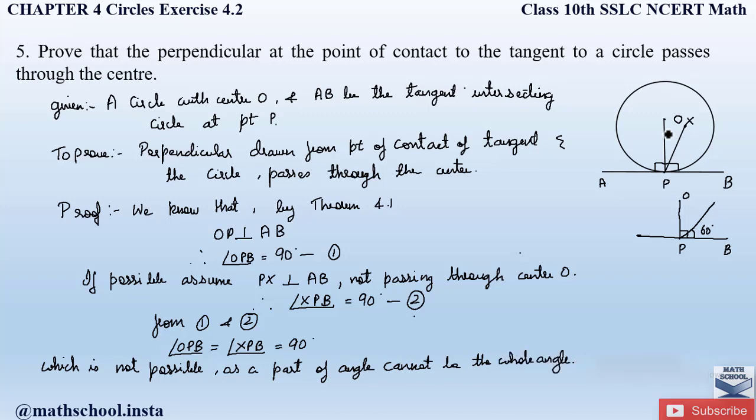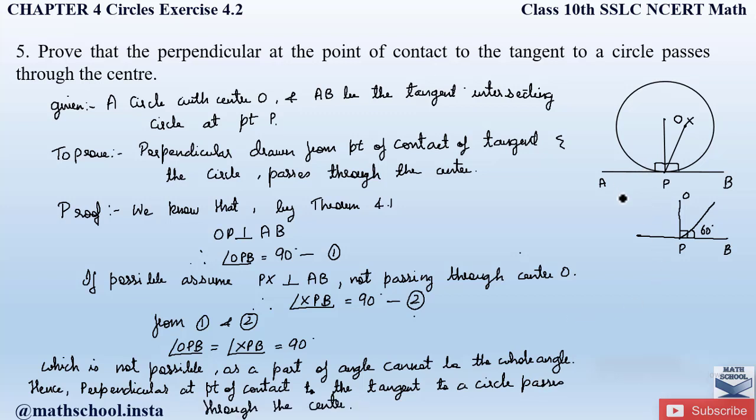So a perpendicular from the point of contact to the tangent should always pass through the center, only then will it be perpendicular to the tangent, right? So always the perpendicular should pass through the center. Therefore a line drawn from the point of contact of the tangent should always pass through the center to be perpendicular. So write down, hence the perpendicular at the point of contact to the tangent to a circle passes through the center. So this is the way this statement is proved.